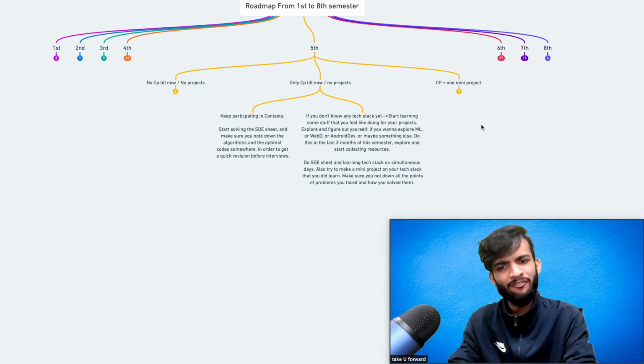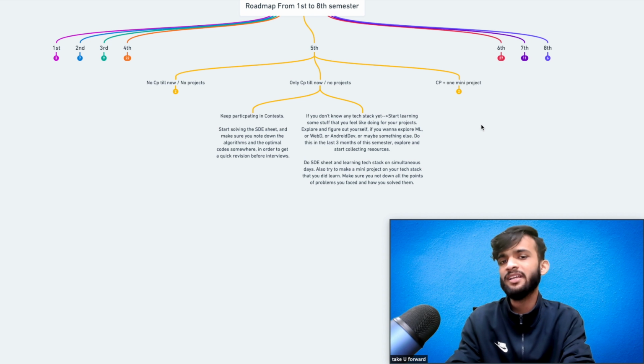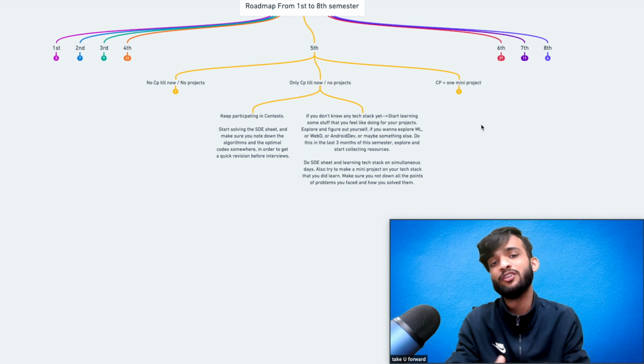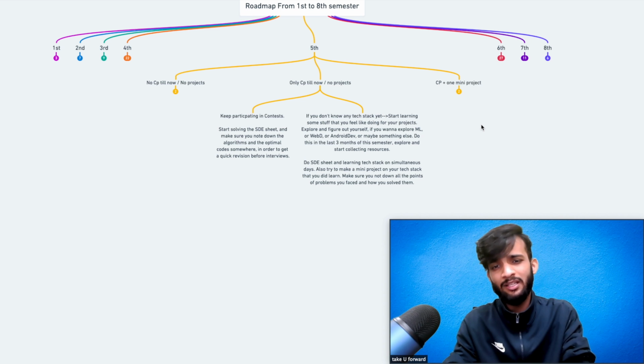So it's going to be very simple. You just need to keep participating in contests. And this is the time, the fifth semester is the time when you start preparing yourself for the interviews. Because trust me, it does take 6 to 12 months to prepare for the interviews. There are a bunch of questions you need to practice over LeetCode.